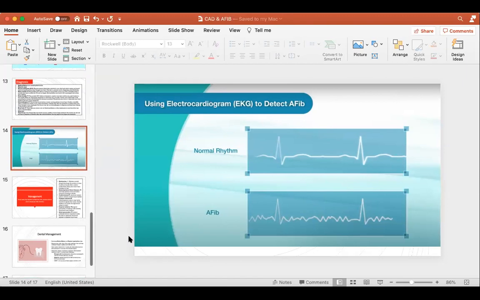So here's a schematic of an EKG that you would see. This here is the normal rhythm. You can see the PQRS rhythm is evenly spaced, whereas in AFib, it's quite erratic compared to the isoelectric line.